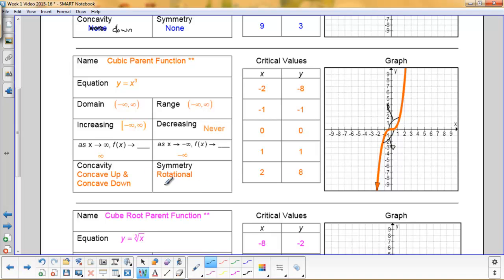Rotational symmetry is at play here. I can rotate this thing 180 degrees, and the arm of this will rotate to there, and the arm of this will rotate to there. And that's how you get your rotational symmetry of 180 degrees.